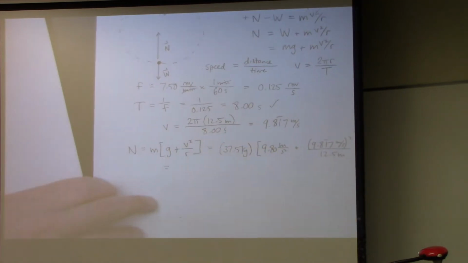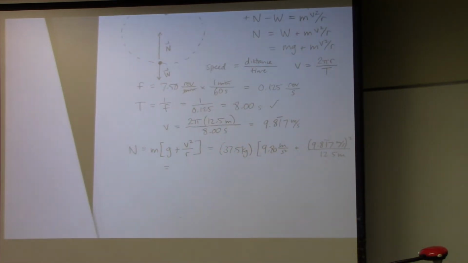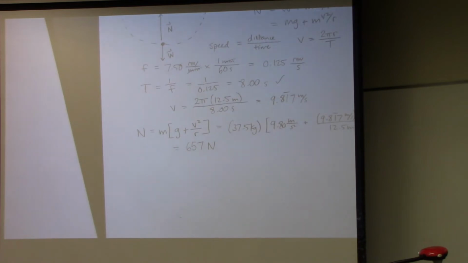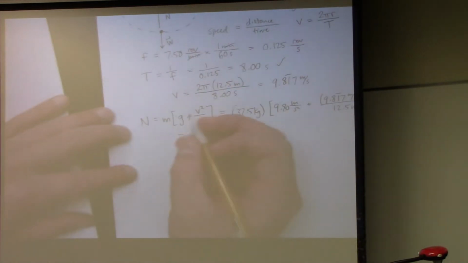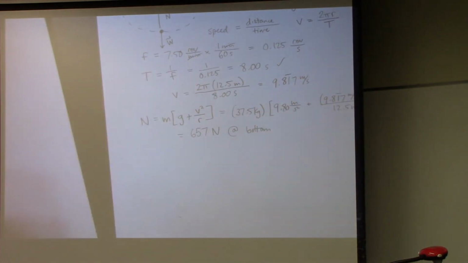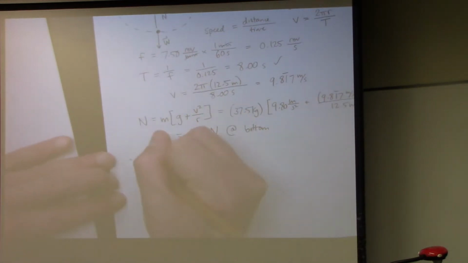This is going to give us the normal force. And it turns out this comes to 657 newtons. Okay, so that's at the top. Or no, that's at the bottom of the circle, sorry. So 657 newtons of normal force if you're at the bottom of the circle. Let's say we're at the top now.